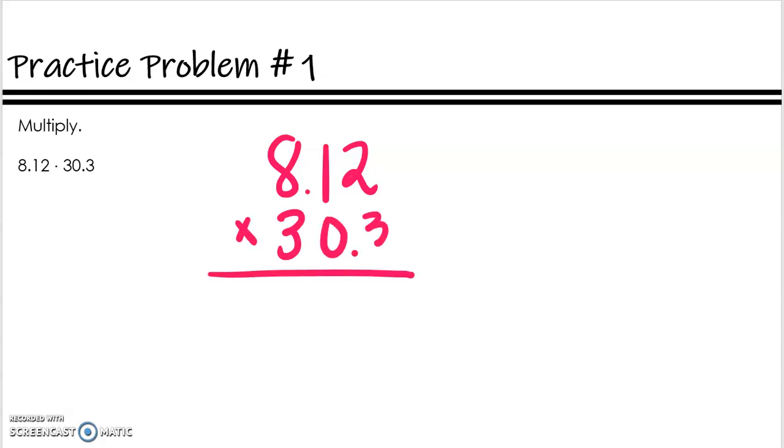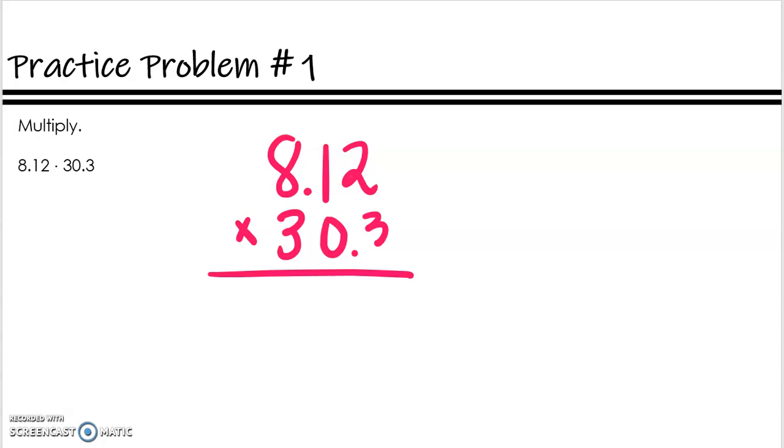So go ahead and give this one a try. Again, you do not have to line up your decimals. In fact, I would suggest lining up your digits just like this. And it's like you're doing 812 times 303. And then we can worry about our decimals at the end. So go ahead and pause the video and give it a try.